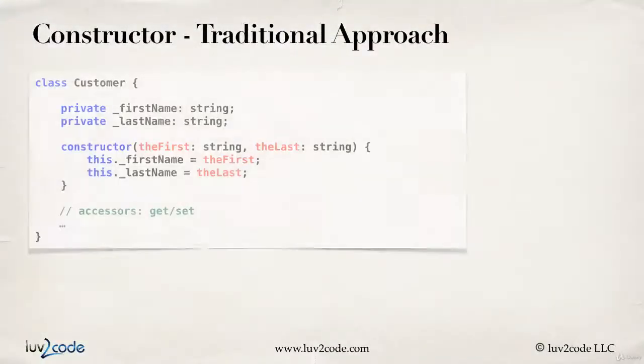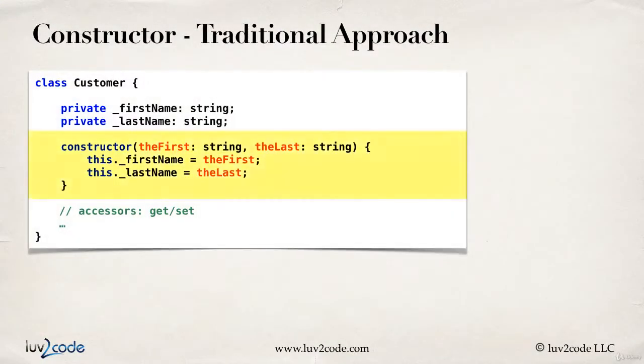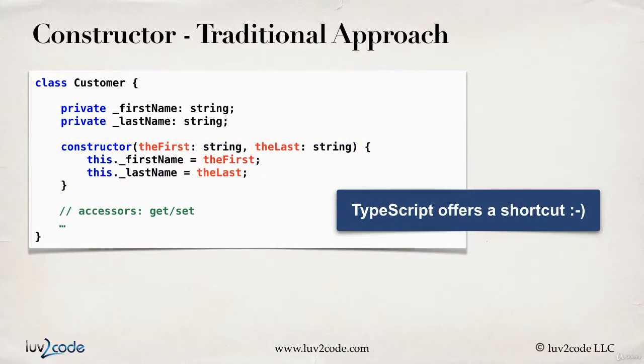So let's take a look at the traditional approach of creating a constructor. We have the constructor, we have two params coming in, and then inside of the constructor, we assign those params to the given properties. But TypeScript offers a really cool shortcut, and we'll take a look at it.